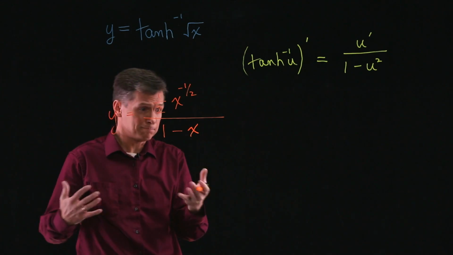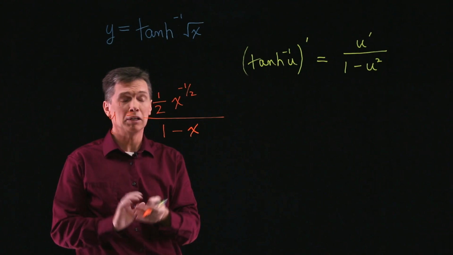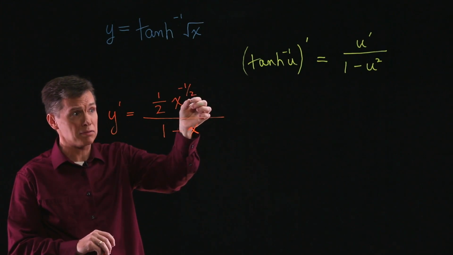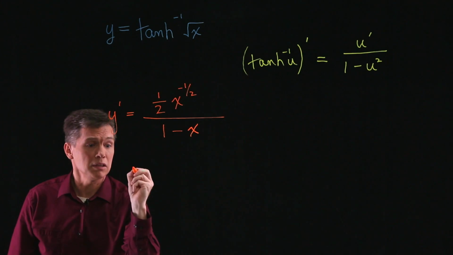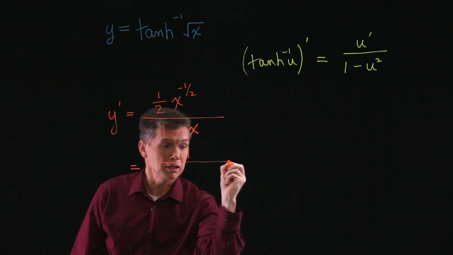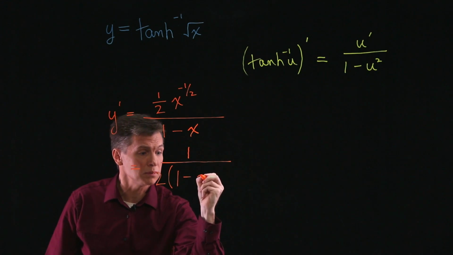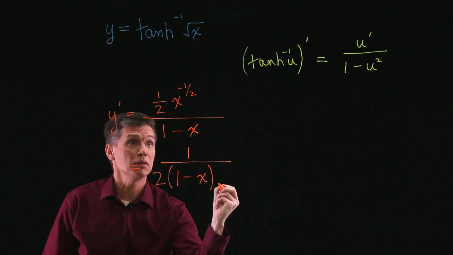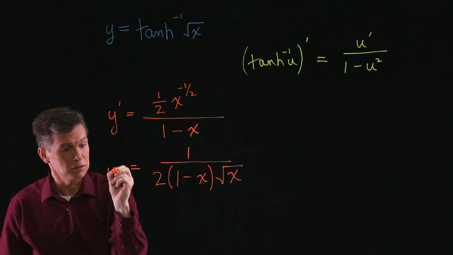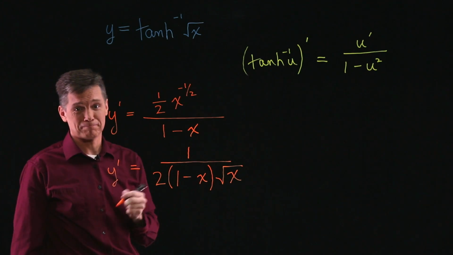Good. That's the main meat of this problem. Now we'll just clean it up a little bit. Always a little bit of algebra, right? Not too bad here, though. I'll just take this 2 and shove it downstairs, take this negative 1/2 power and shove it downstairs, and I think our final answer will look neater as 1 divided by 2 parentheses 1 minus x, close your parentheses, square root of x. And we'd be done. Okay, practice your derivatives. That's it for this one.